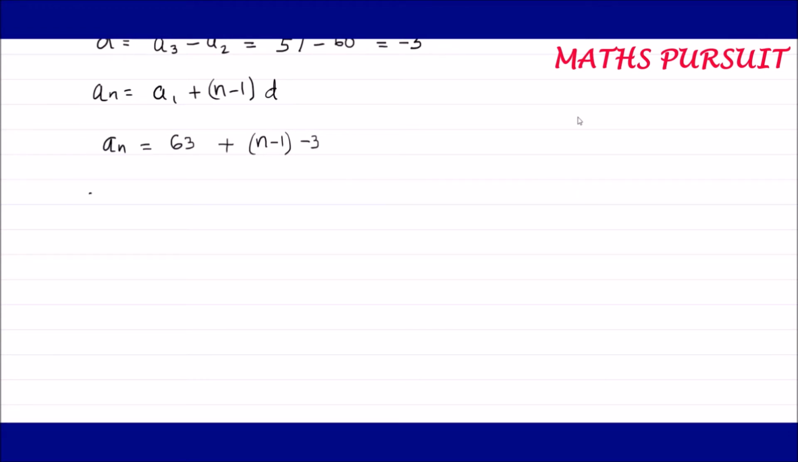I can write an is equal to 63 minus 3n plus 3. I multiplied minus 3 with this n, it became minus 3n, and minus 3 with minus 1, it became plus 3. Or I can write an is equal to 63 plus 3, which is 66, minus 3n. So guys, this is what we got as an. The value of an that we got is 66 minus 3n.